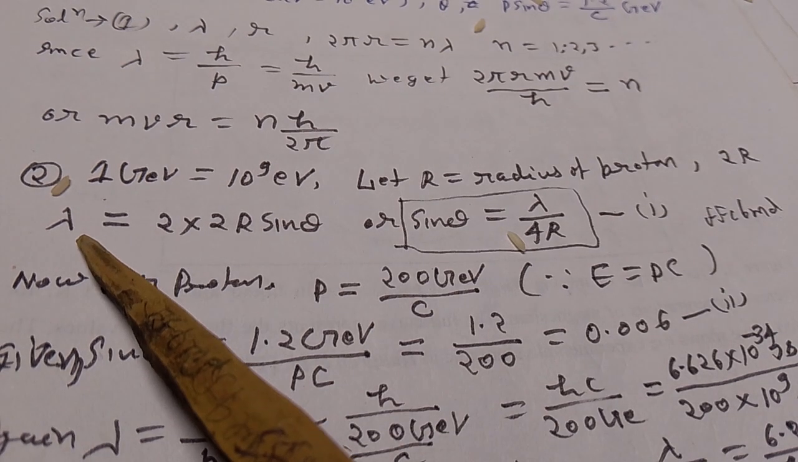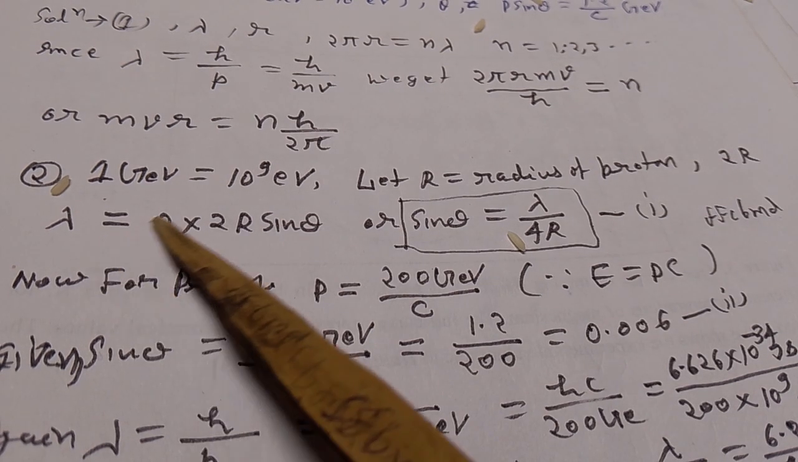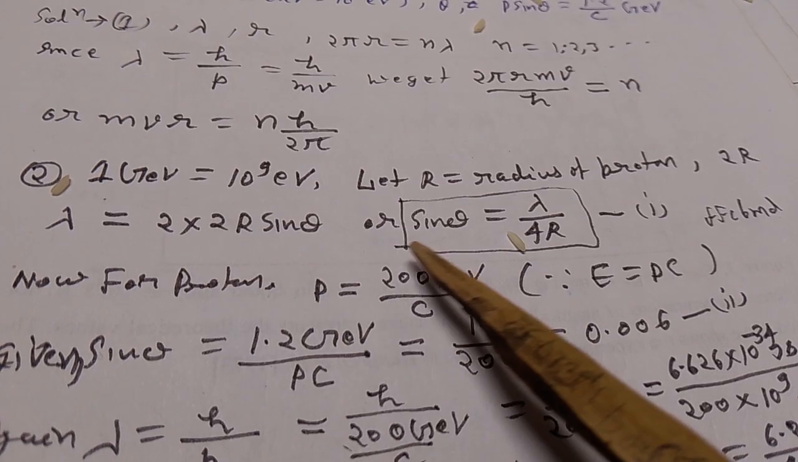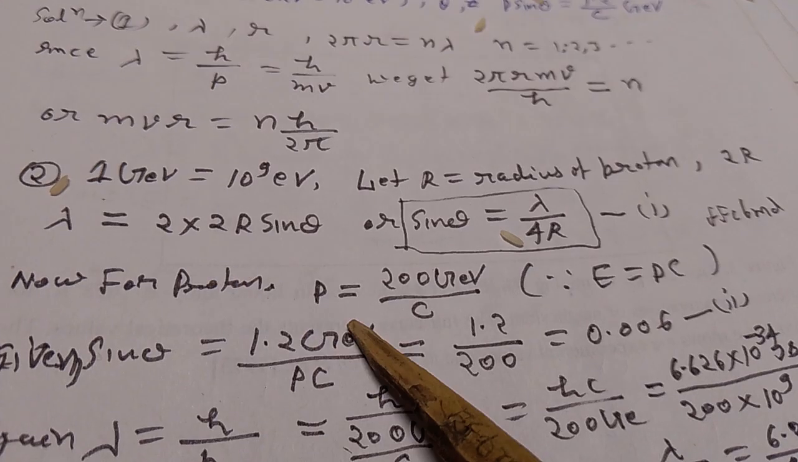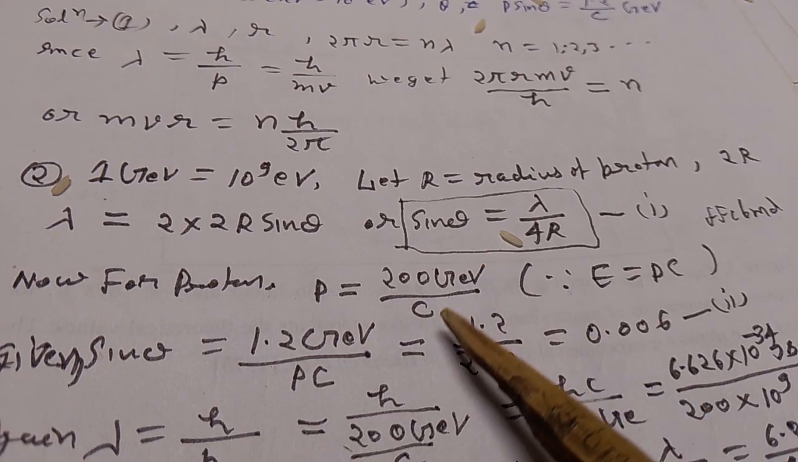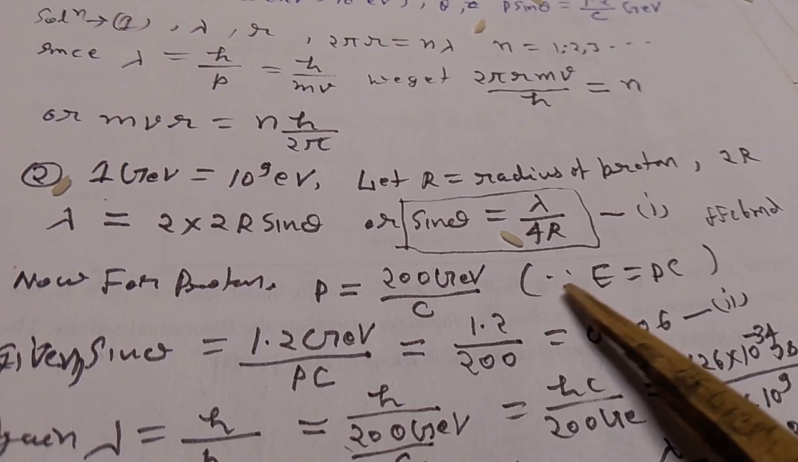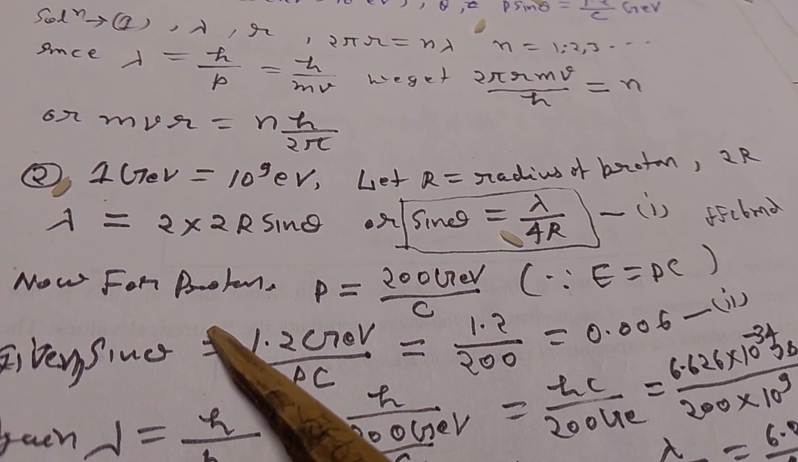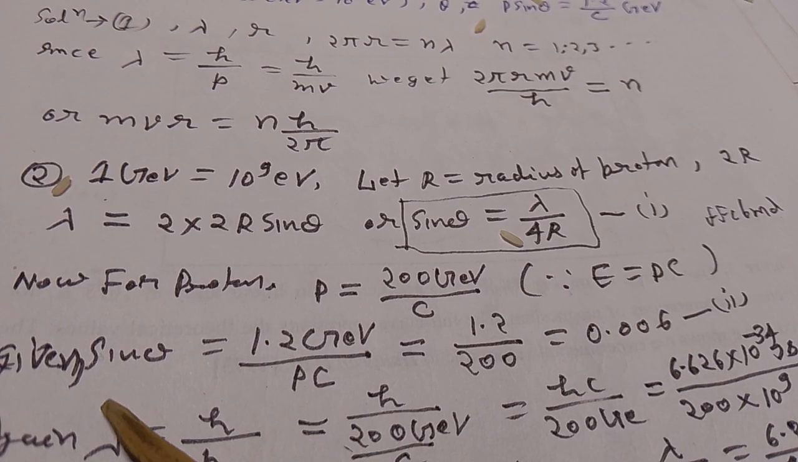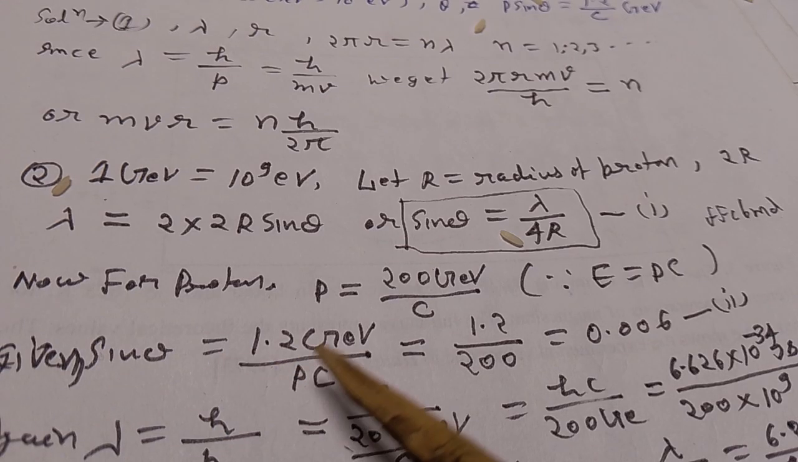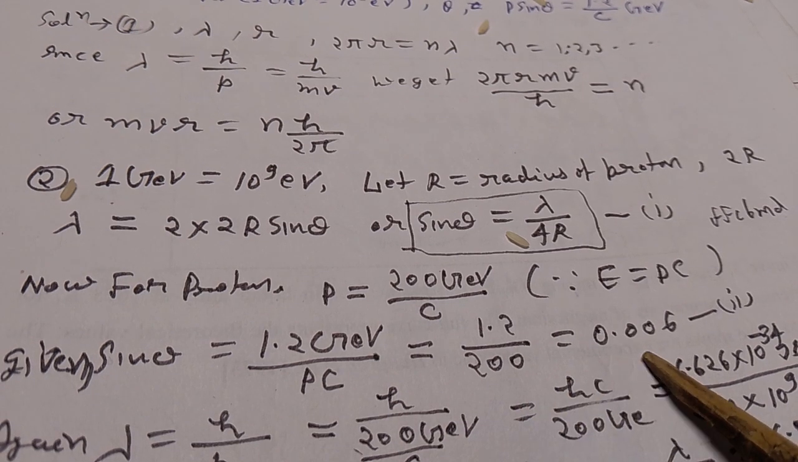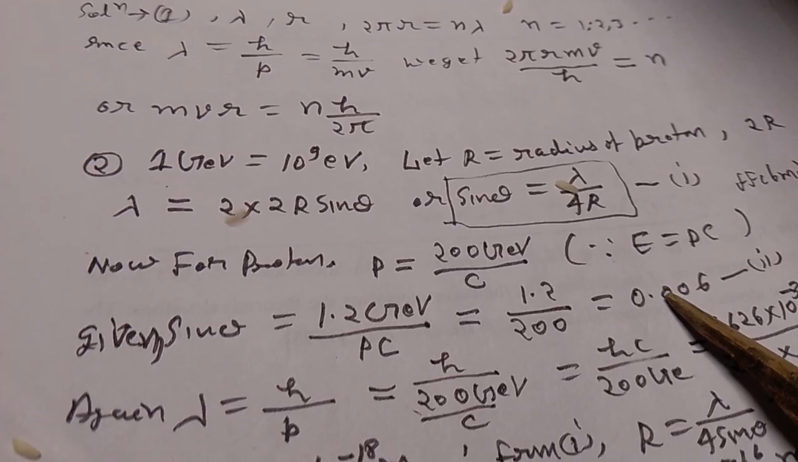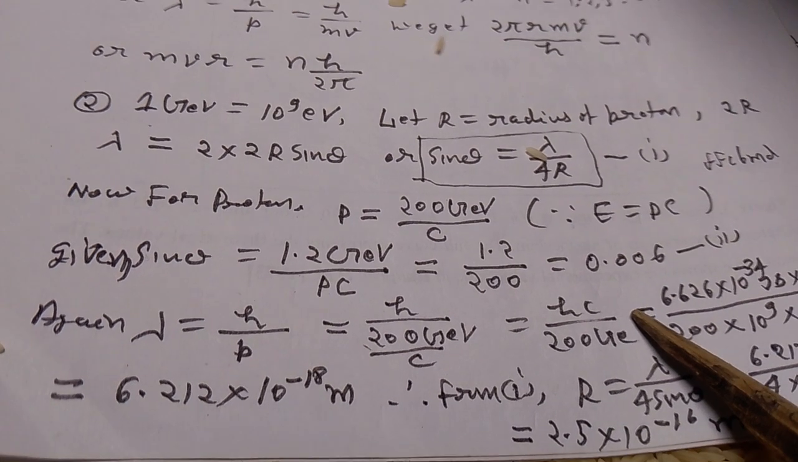Now we have from diffraction rules, lambda equals 2 into 2r sin theta, or sin theta is equal to lambda by 4r. This is equation 1. Now for proton, given P equals 200 giga electron volt by c, since E equals Pc, hence sin theta equals... it is also given in the question, 1.2 giga electron volt by Pc equals 1.2 by 200 equals 0.06. The value of sin theta we have calculated.